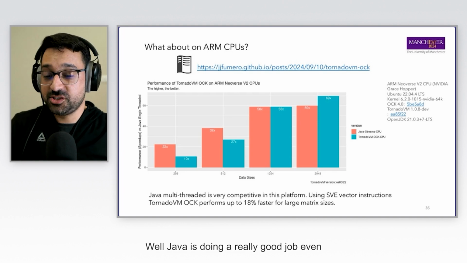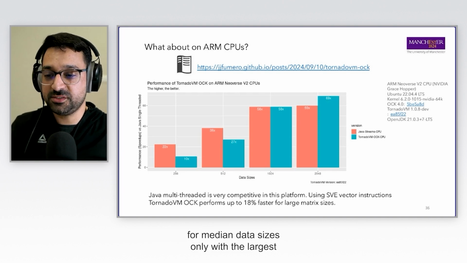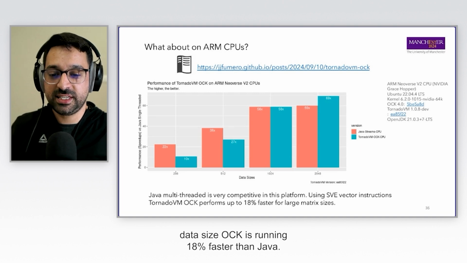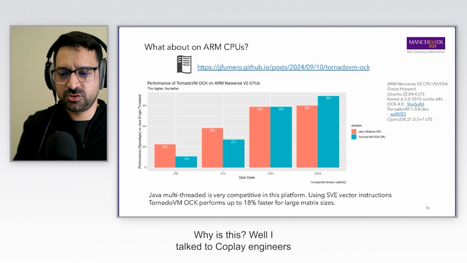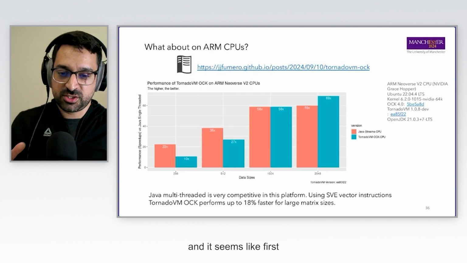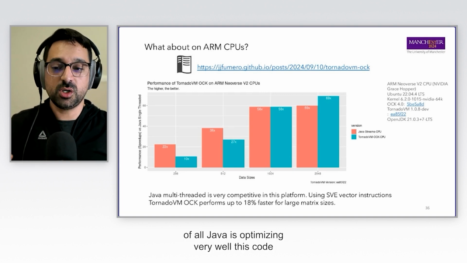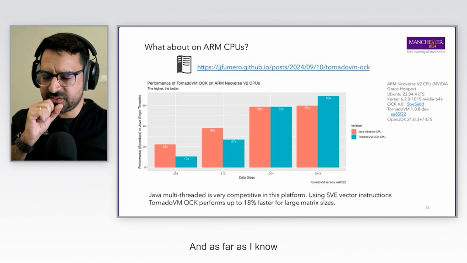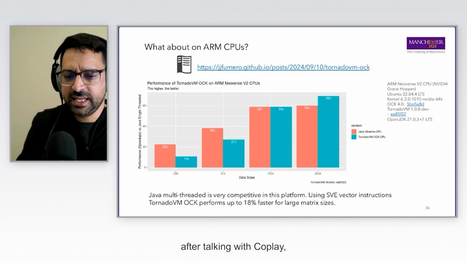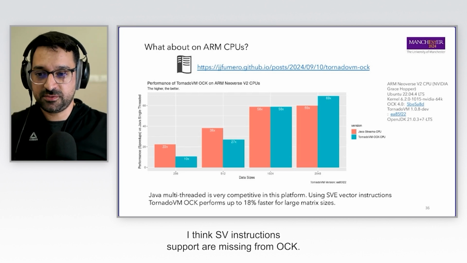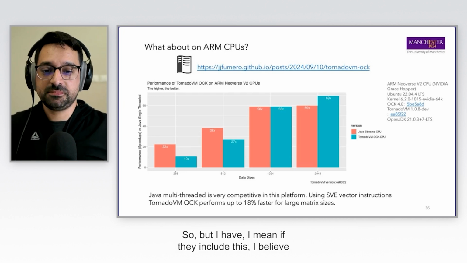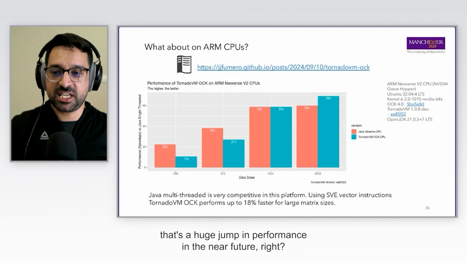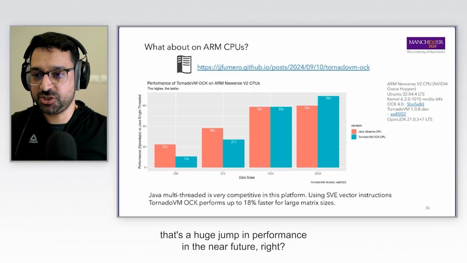What do we get? Well, Java is doing a really good job, even for medium data sizes. Only with the largest data size, OCK is running 18% faster than Java. Why is this? Well, I talked to Codeplay engineers, and it seems like, first of all, Java is optimizing this code very well for the ARM processor, and it's using SVE vector instructions under the hood. And as far as I know, after talking with Codeplay, SVE instruction support is missing from OCK. But if they include this, I believe that's a huge jump in performance in the near future, right?